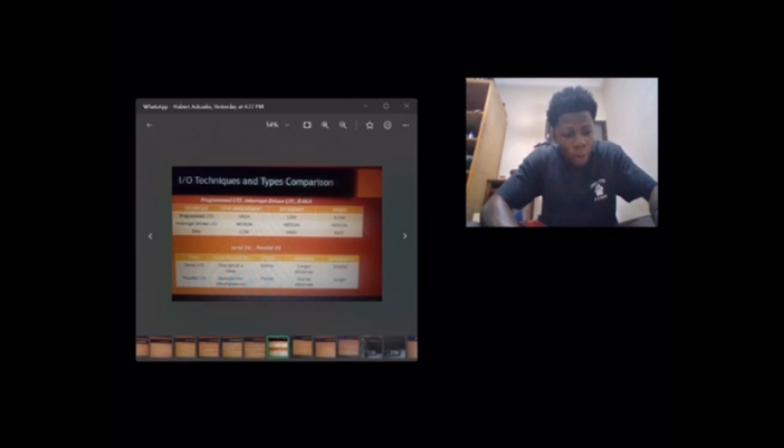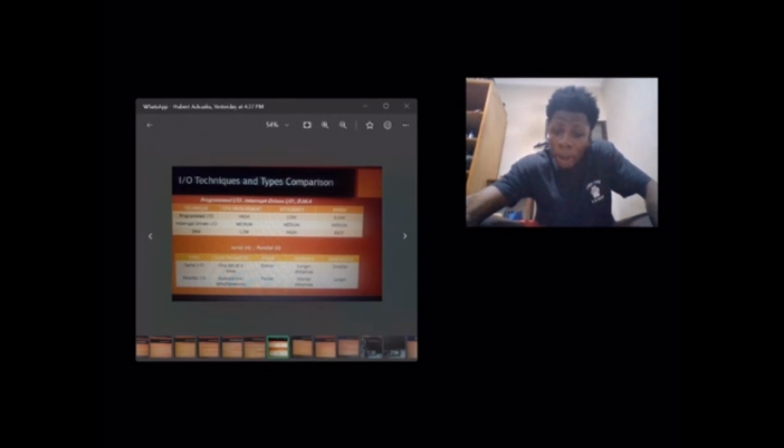Okay, so that's the types that I mentioned. On my screen here, you have the type, the data transfer, the speed, the distance, and the bandwidth. For serial input and output, the data transfer is one bit at a time, and the speed is slower, the distance is larger, and the bandwidth is also smaller.